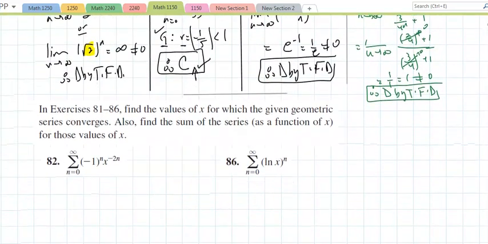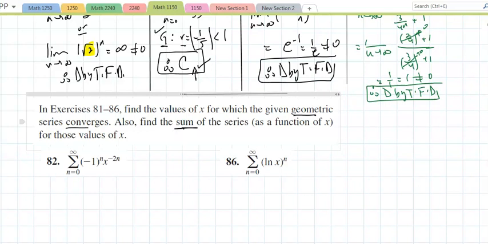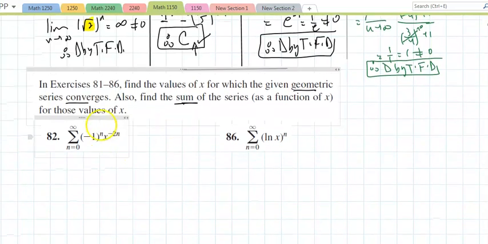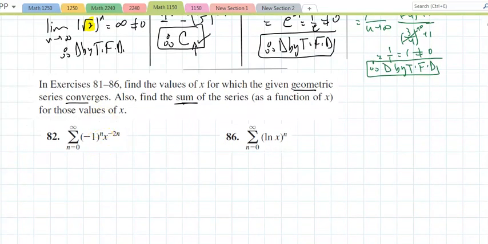Let's look at these problems. It says, find the value of x for which the geometric series converge. And find the sum. By saying find the sum, it's either geometric or I'm going to have to use telescoping. This doesn't look like telescoping. So if this is geometric, I need to get R because geometric depends on R.